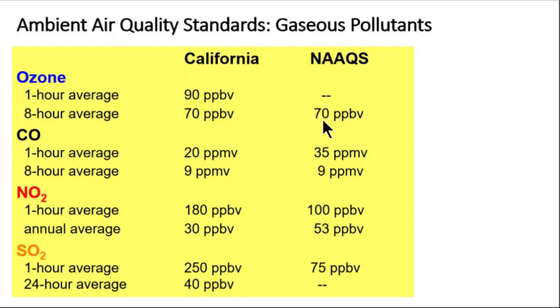What this means is that concentrations of ozone at monitoring stations around an area cannot exceed 90 parts per billion for any hour, or 70 parts per billion averaged over 8 hours. We will spell this out more explicitly in the next slides. Other pollutants have their own unique standards and averaging time. For example, nitrogen dioxide has both a 1 hour standard and an annual average standard.